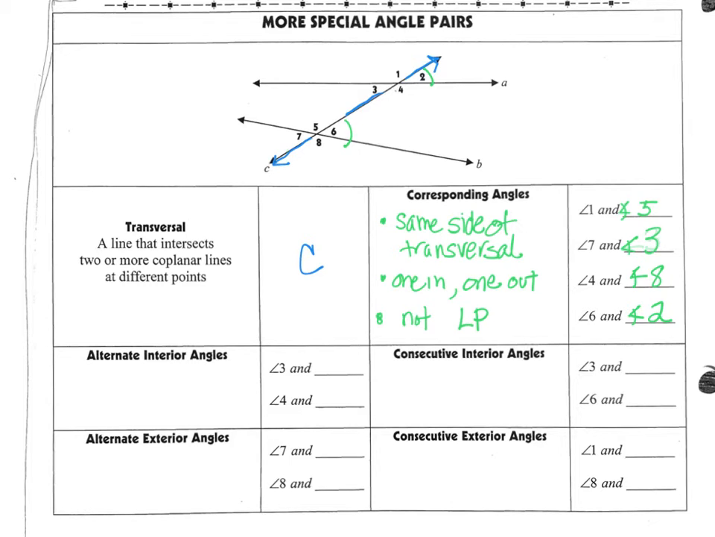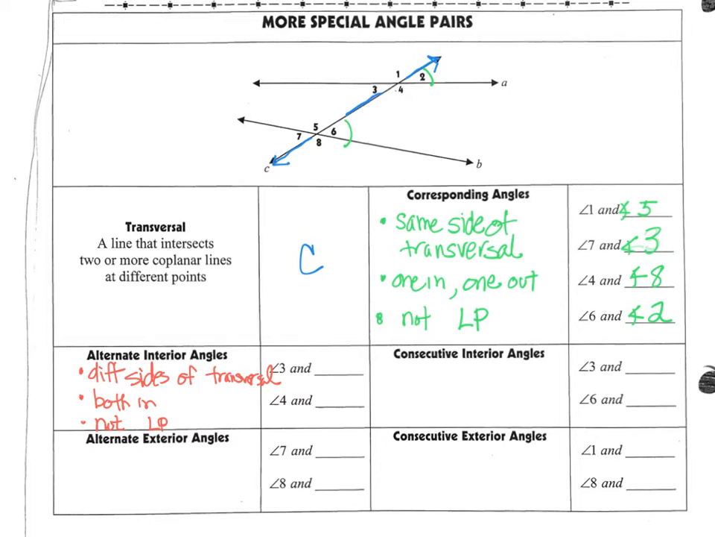The next thing that we're going to look for are what are called our alternate interior angles. We have three things that we need to know about that. They have to be on different sides of the transversal. They need to be both in, coming from the word interior, and they cannot be a linear pair.